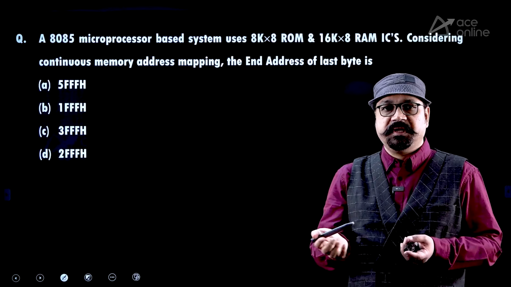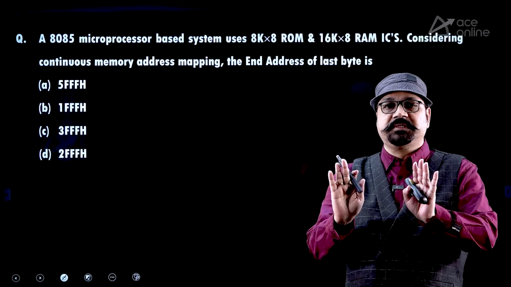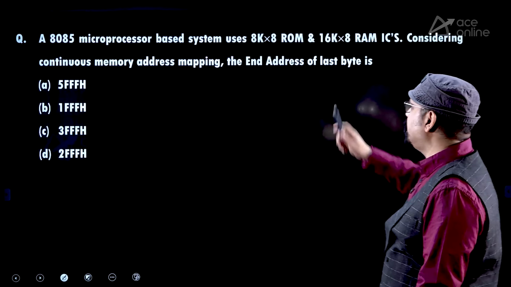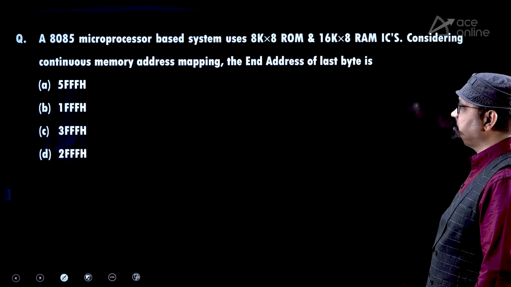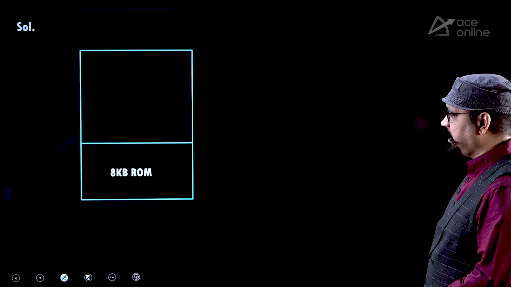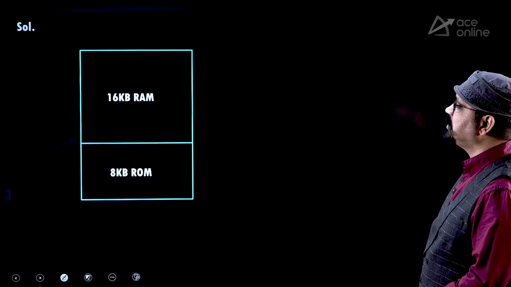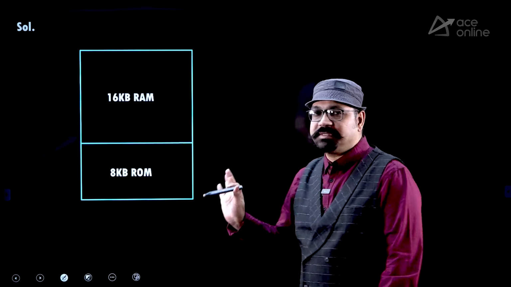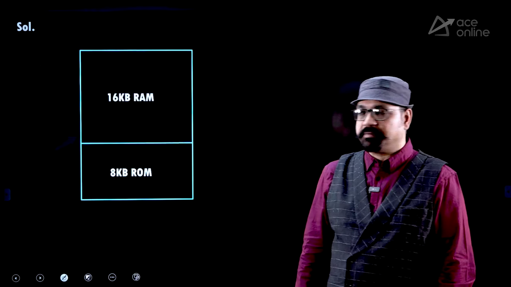2 memories, obviously in any microprocessor based application, 2 memories will be there. One is read-only memory, another one is read-write memory or random access memory, any term you use. So what is the given data? 8 KB ROM is given and 16 KB RAM is given. What is asked? No other information is given. Please observe, no other information is given.